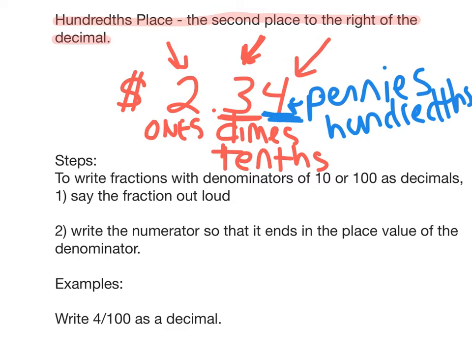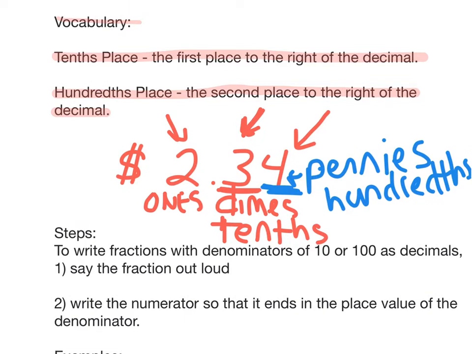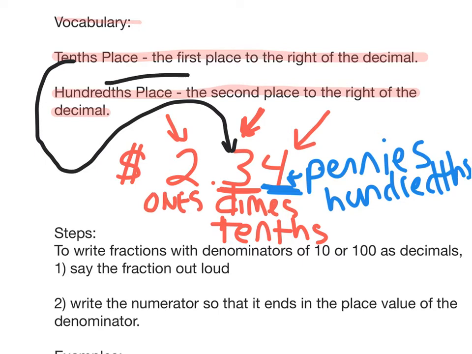So if we look back at our definition, the tenths place is the first place to the right of the decimal. That's where the dimes are, because each dime is a tenth. The hundredths place is the second place to the right of the decimal. That's where the pennies are, because each penny is 1/100th of a dollar. Okay? So, let's go down to our steps.